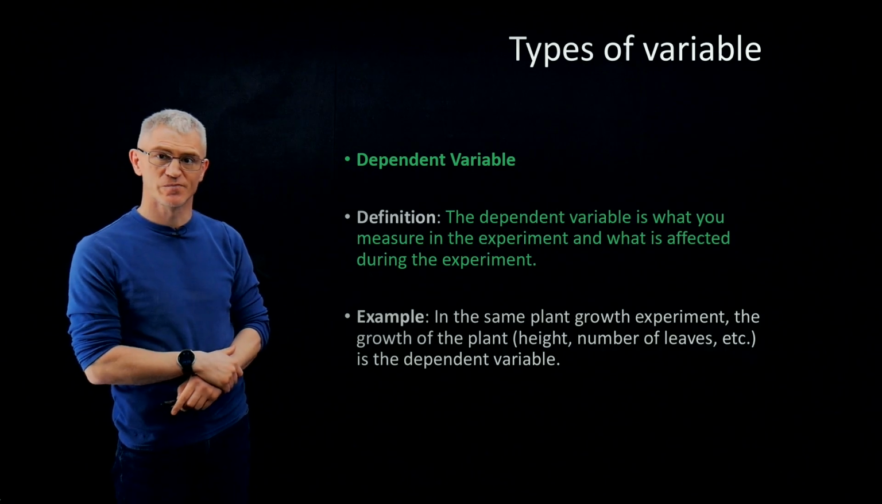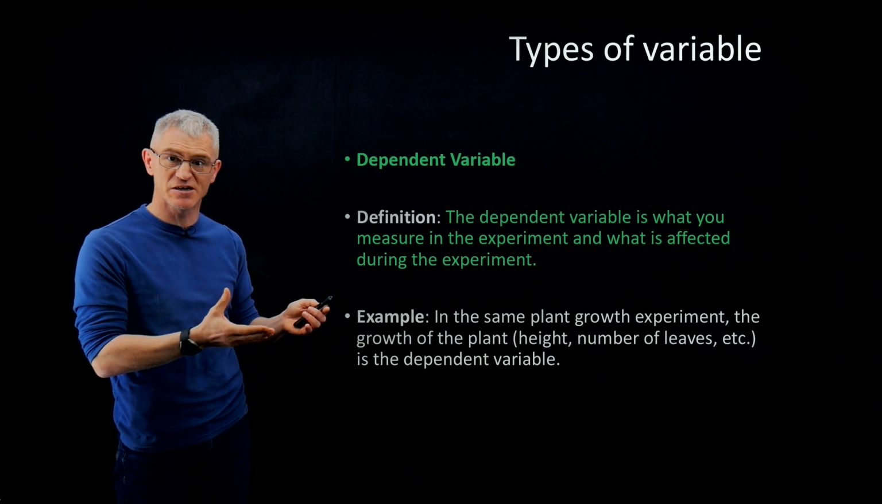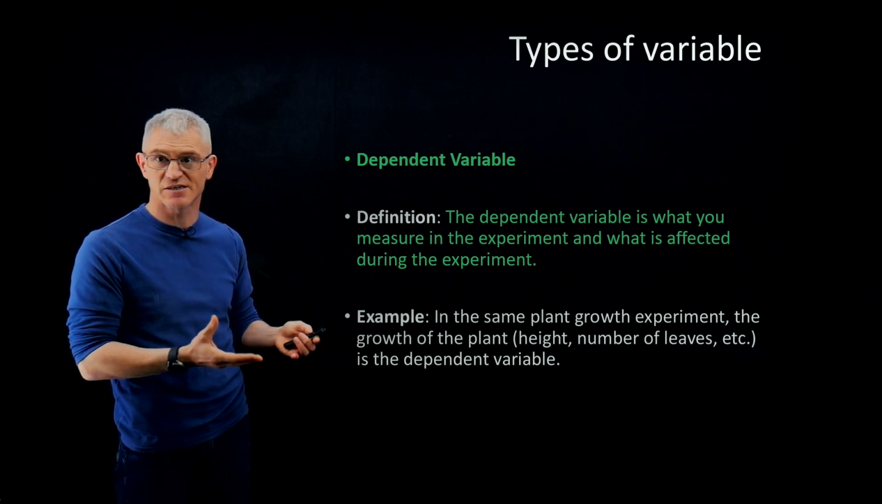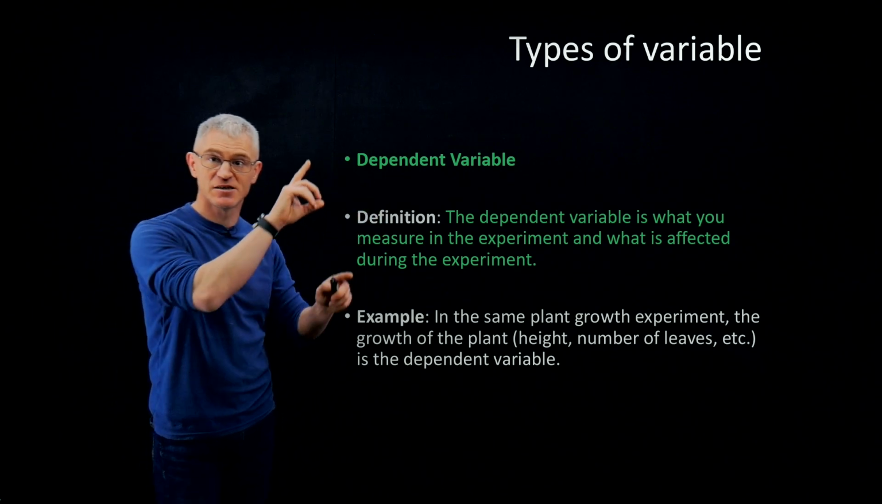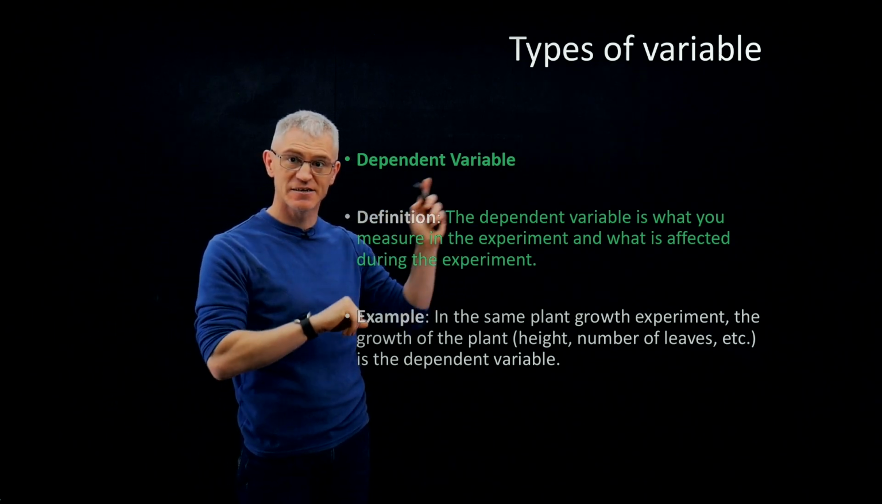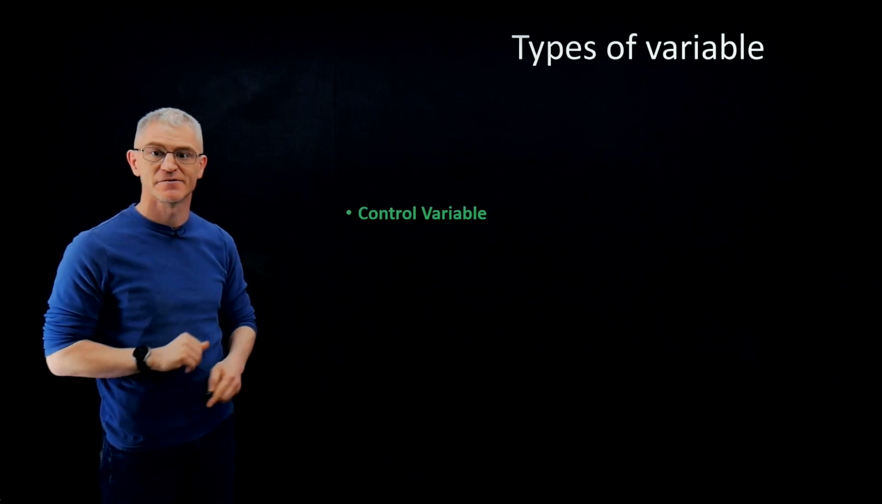Now, the dependent variable. Dependent is the one you measure, and that, for example, can be the height, number of leaves, all this kind of thing, but anything that you measure. Remember, in class, don't mess. Dependent is the D, and measure is the M. Okay, so in class, don't mess.